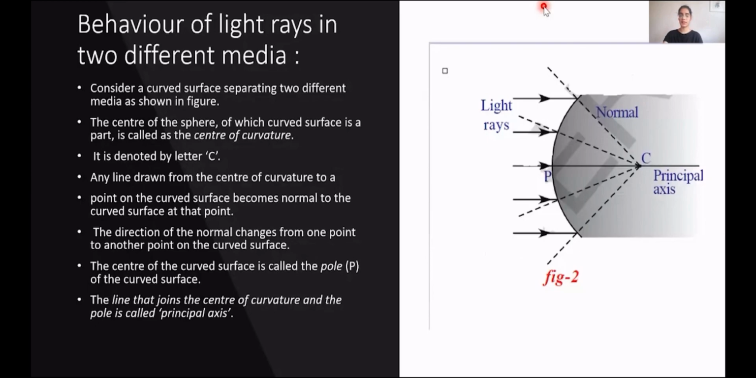So if you consider a curved surface that is separating the two media here as it is shown in your figure, the center of this sphere, so this curved surface must be a part of something, right? Usually we say that curved surfaces are part of a certain sphere or they are cut off from certain spheres. So whatever the center of that sphere is will also be the center of this cut off surface, and that center is the center of curvature for this particular curved surface also.